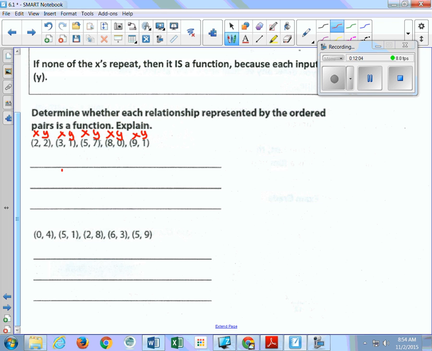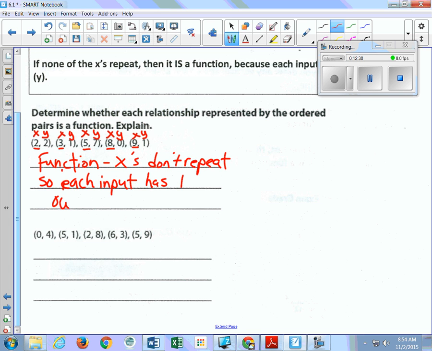So, we're going to look at the x's. Does 2 repeat? No. Does 3 repeat? No. Does 5? No. 8? No. 9? No. This is a function. The reason: x's don't repeat. So each input has one output.